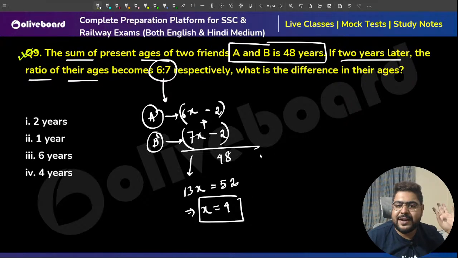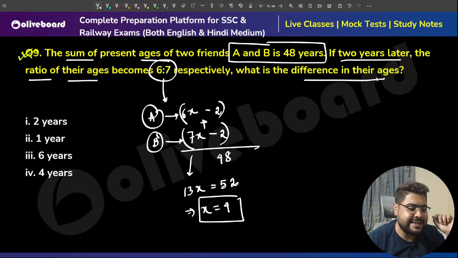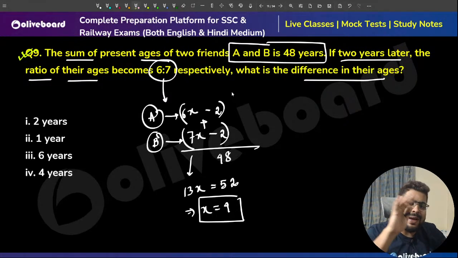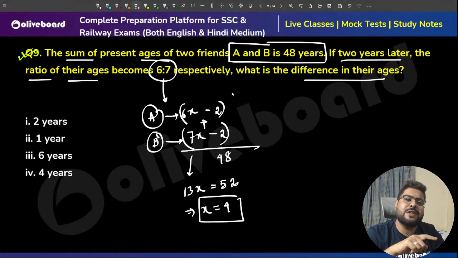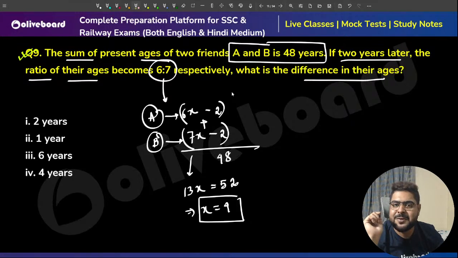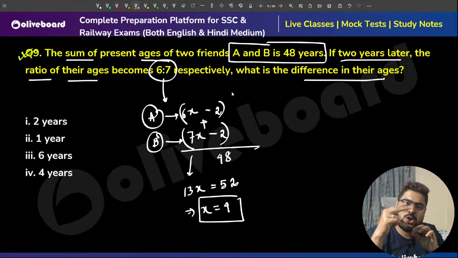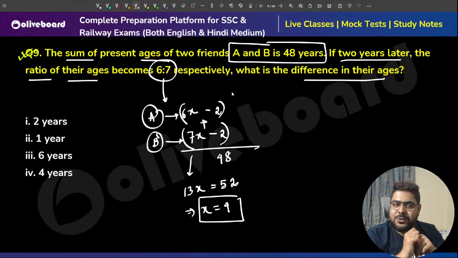I got their value. What is the difference of their ages? Now let me say one thing. Sir, does it matter whether I'm taking the difference of the current age or the difference of the ages 2 years after or 2 years before? Because difference is always constant. If someone is 2 years older than you, 10 years down the line also you will always be 2 years older.